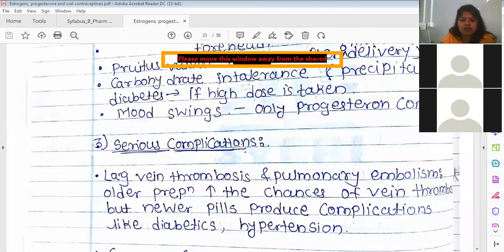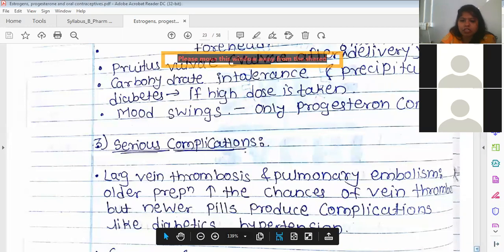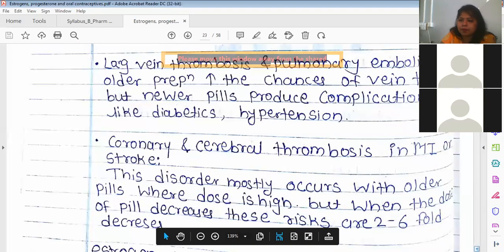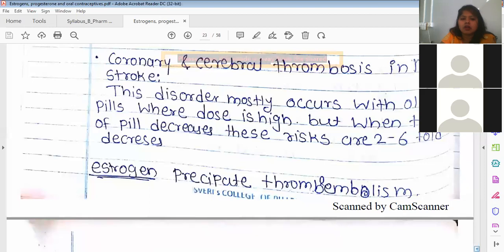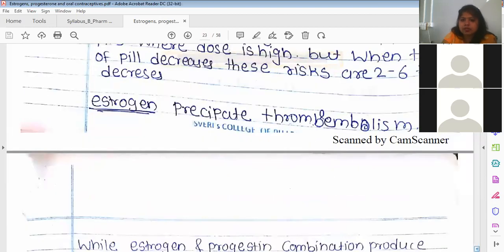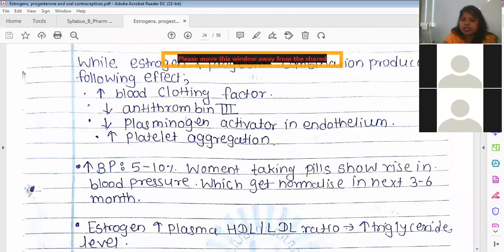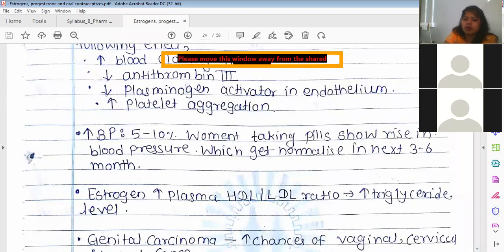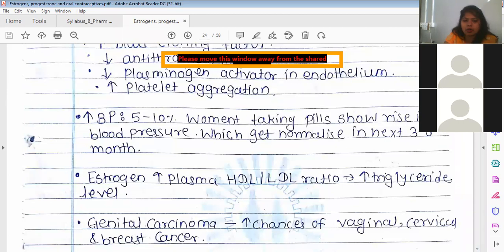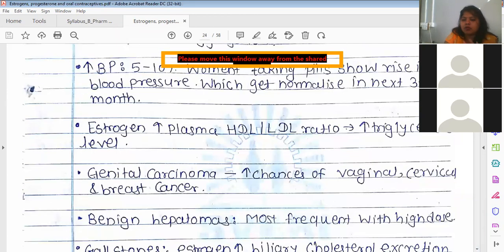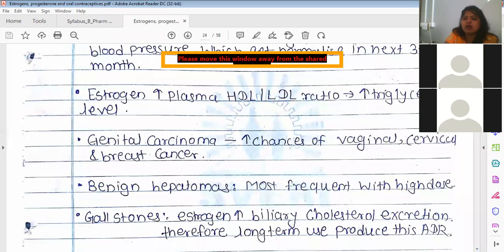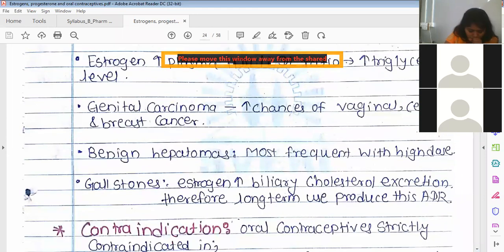Then what is the serious side effect? The serious side effect is thrombosis; pulmonary embolism is also observed. Hypertension is also a possibility. Estrogen precipitates thromboembolism. Blood clotting factor is increased and platelet aggregation is also observed, so we will observe an increase in the blood pressure of that woman.